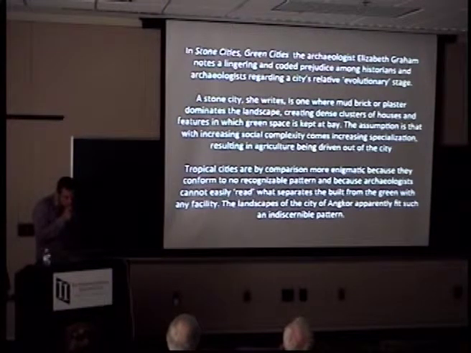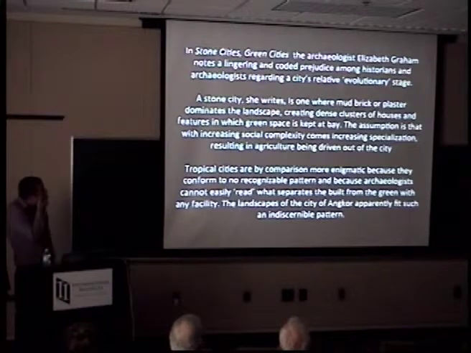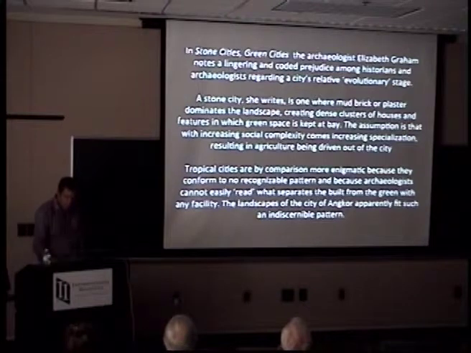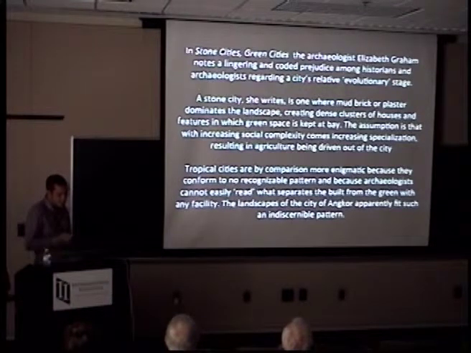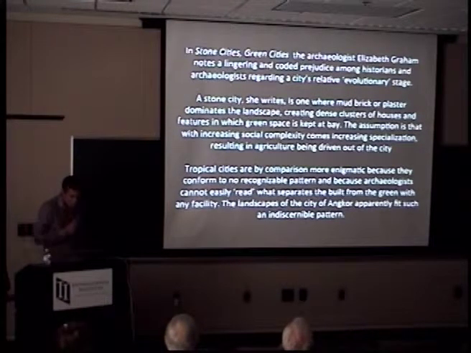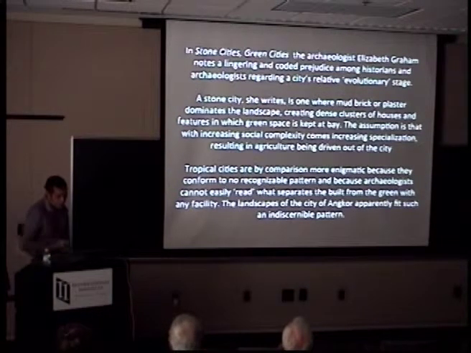An archaeologist who works on the Mayan civilization, Elizabeth Graham, has talked about stone cities and green cities. She notes there's a kind of lingering prejudice amongst historians and archaeologists regarding a city's relative evolutionary stage. A stone city, she writes, is one where mud, brick, or plaster dominates the landscape and creates dense clusters of houses and features. Green space is kept at bay. So the assumption here is you've got increasing social complexity, then increasing specialization, and agriculture is driven out of the city.